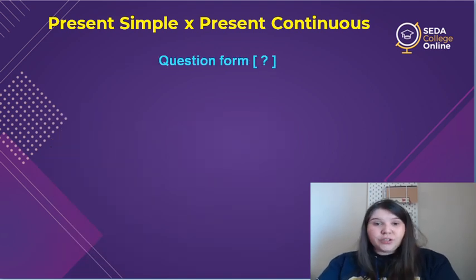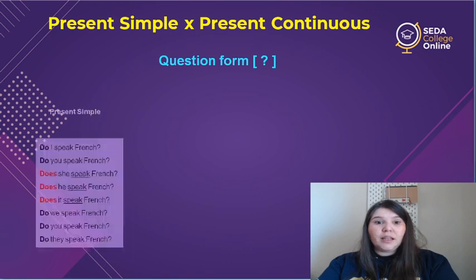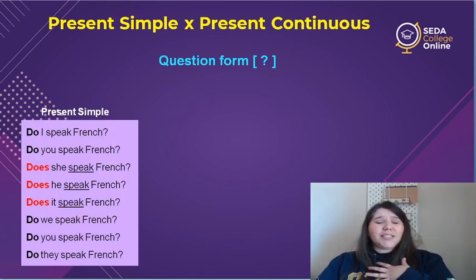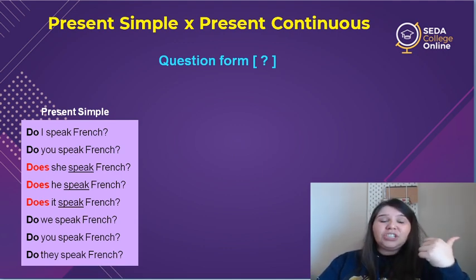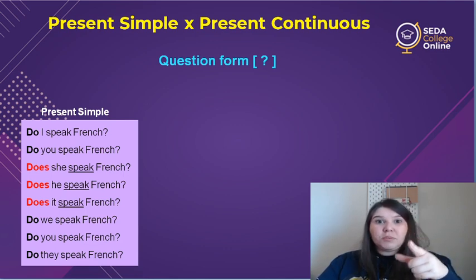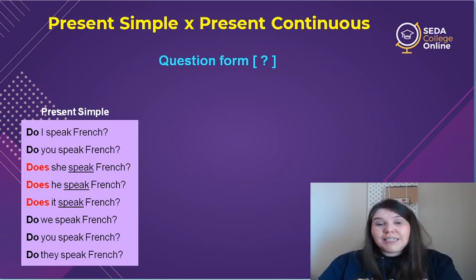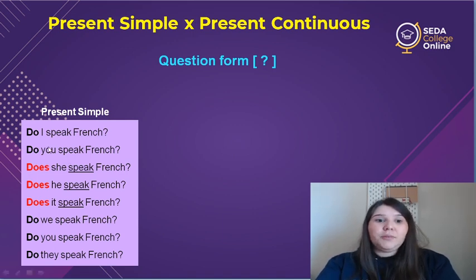What about the question form? Question form. Present simple. Do I speak French? Do you speak French? Does he, she, or it speak French? Do we, you, or they speak French? So again, present simple, we have the auxiliary verb. The auxiliary verb for I, you, we, you, and they is do. And the auxiliary verb for he, she, and it, does. Okay? So again, he, she, it are different.